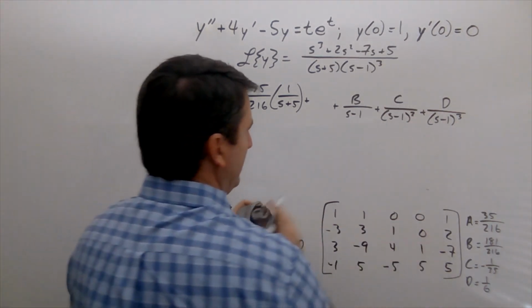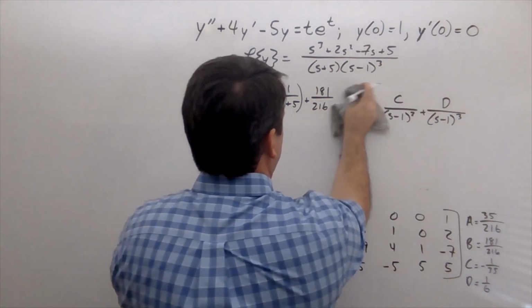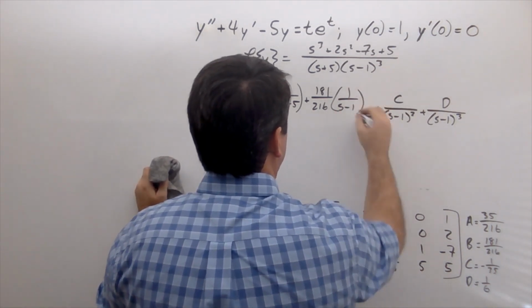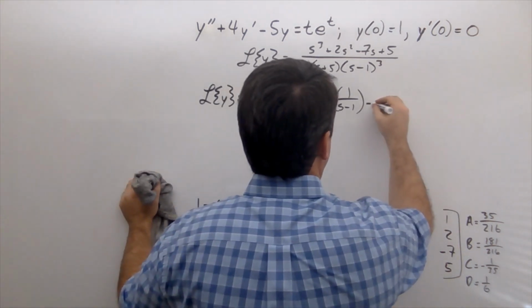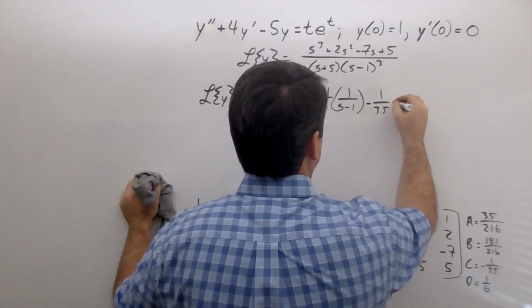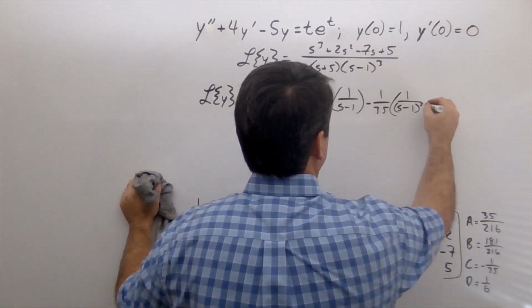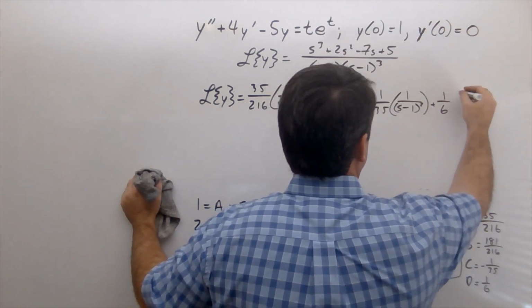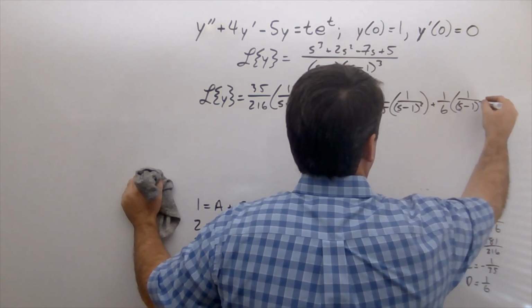Plus our b, which is 181 over 216 times 1 over s minus 1, plus c, which is minus 1 over 35 times 1 over s minus 1 squared, and then plus 1 over 6 times 1 over s minus 1 cubed.